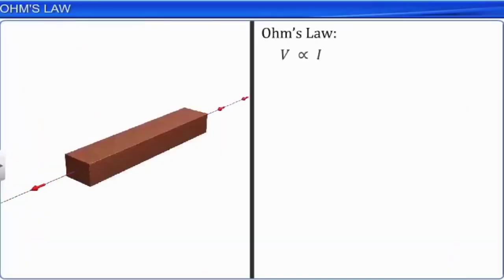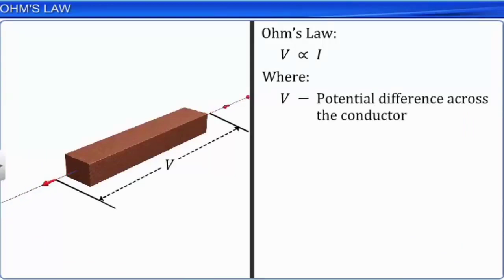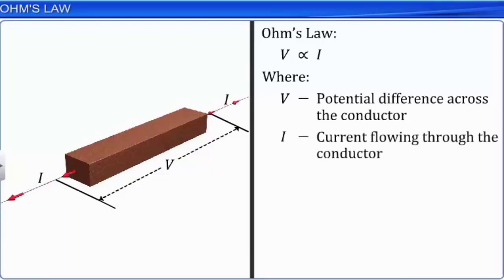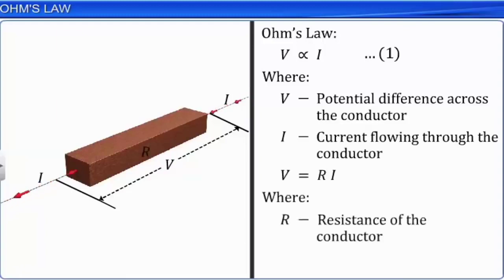Ohm's law states that V is proportional to I, where V is the potential difference across the conductor and I is the current flowing through the conductor. Let this be equation 1. To replace the proportionality sign by equality, we introduce a constant and write equation 1 as V is equal to RI, where R is the constant of proportionality and is called the electrical resistance of the conductor. Let this be equation 2. The SI unit of resistance is ohm.